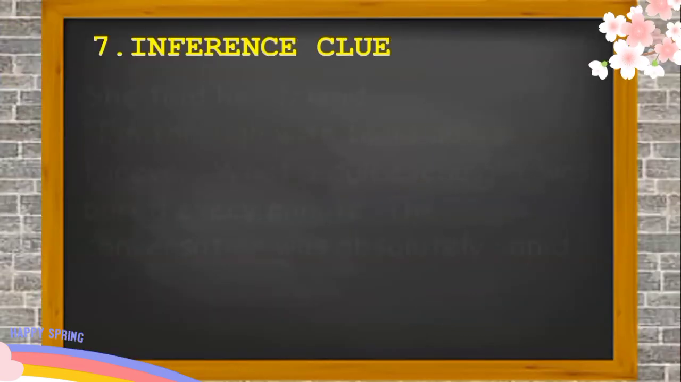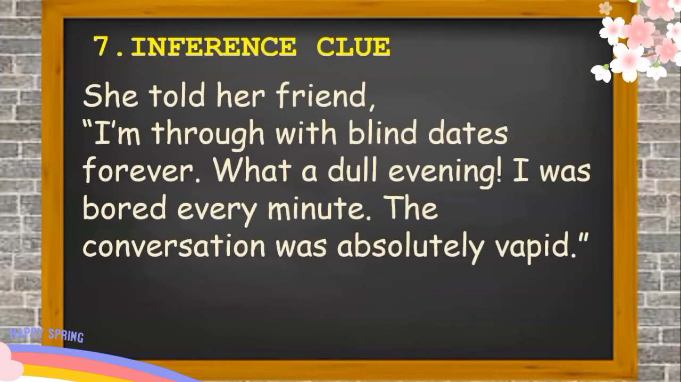Here we have, she told her friend, "I am through with blind dates forever. What a dull evening. I was bored every minute. The conversation was absolutely vapid." After reading the sentence, what is your inference or what's your conclusion? Well, obviously, the word is vapid. The conversation was vapid, she said.